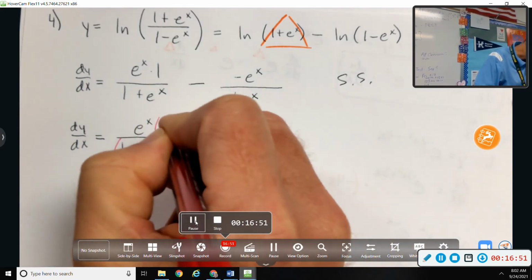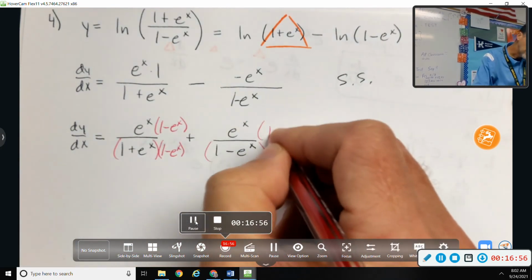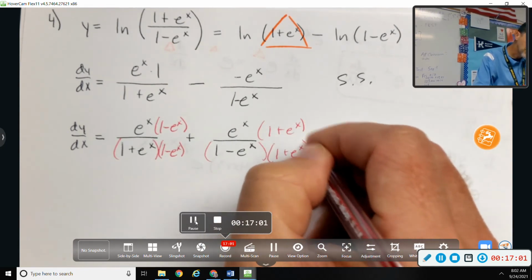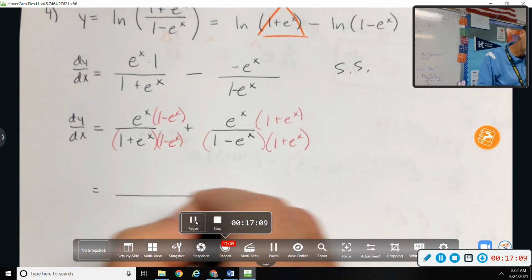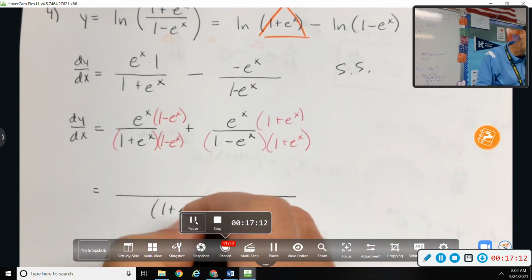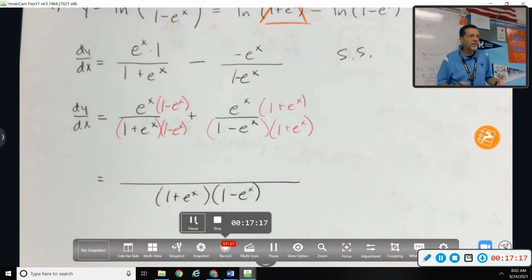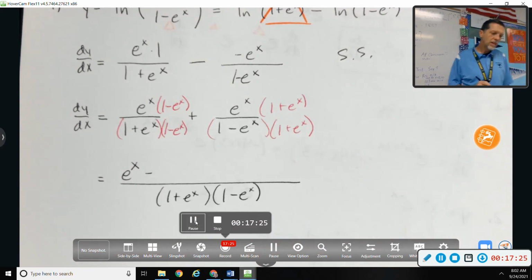So the first one needs 1 minus e to the x, top and bottom. And the second one needs 1 plus e to the x, top and bottom. So I got the denominator fixed. It's the common denominator, so I'll just write the denominator once. That was the point of doing this. So in the top, I've got e to the x minus e to the x times e to the x.